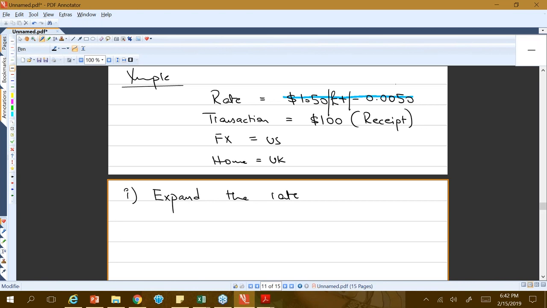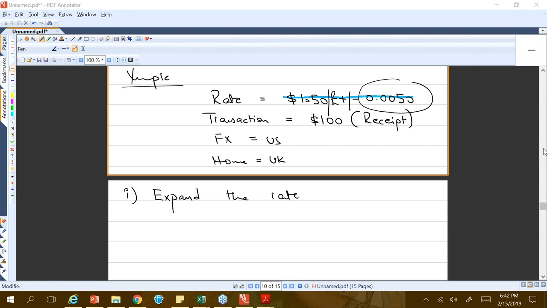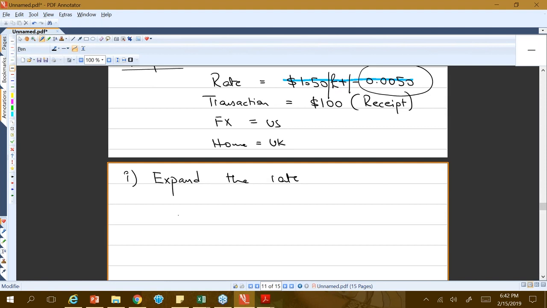First, we deduct the spread, and then we add the spread. This is called the spread. So we take $1.5, deduct the 0.0050, and we get 1.4950. Then we add, so 1.5050 per the pound. So this is now the expanded rate.